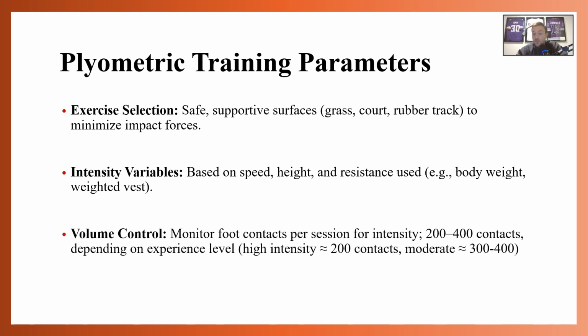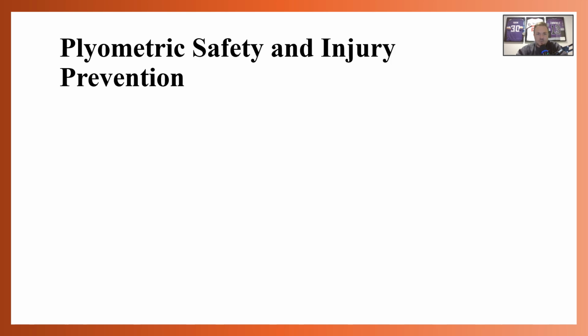Also, think about the variables they might need for their sport. What type of surface are they on? Courts, grass, etc. What about volume control? Monitor foot contacts per session for intensity. Shoot for somewhere between 200 and 400 contacts depending on experience level, and that would be more like running. If we're thinking about jumping and single leg jumping, we're not going to do 200 or 400 single leg jumps, right? So there's some variability here. You need to analyze your patient when they're doing some of these movements.